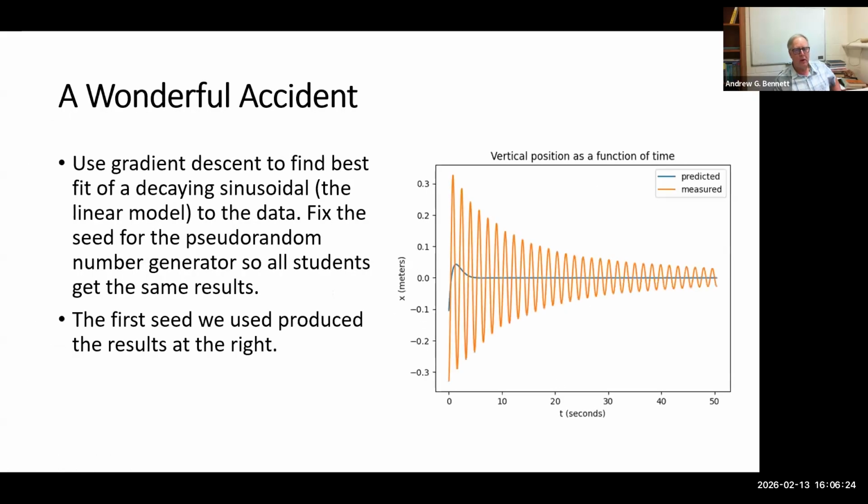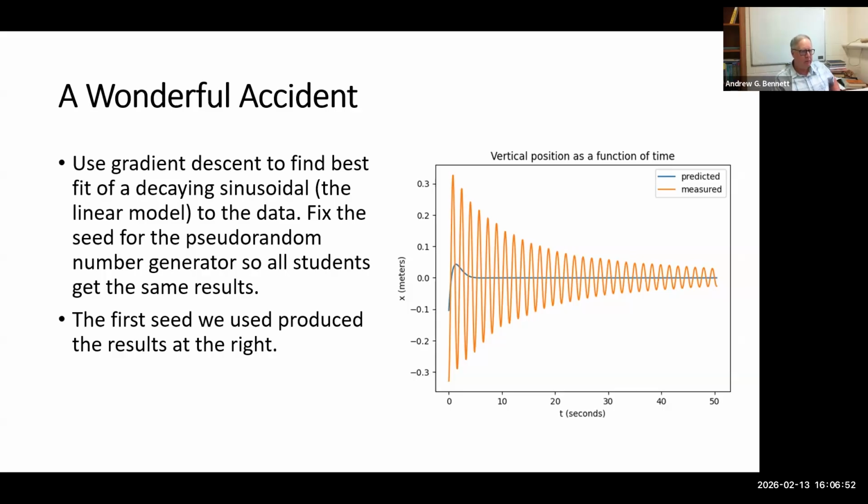And then we said, okay, now let's just fit a decaying sinusoidal to this graph. And wonderfully, the first time we did it, we got this result where we have the graph in orange and the predicted value is the blue. I was thrilled. We had fixed a pseudo-random number generator so that all the students would get the same thing out.